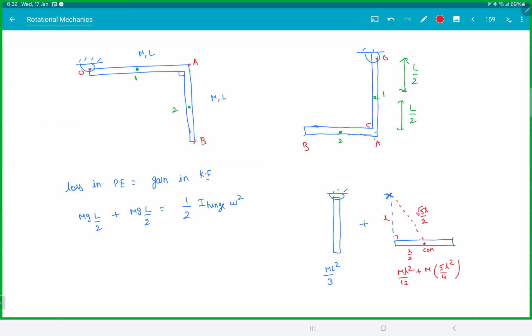If you add this, multiply 3, that will be 16. So 4 by 3 ml square. So total I about the hinge will be 5 ml square by 3. Omega will be root over 6g by 5L. Check. This is the easy part. Now find the hinge reaction.